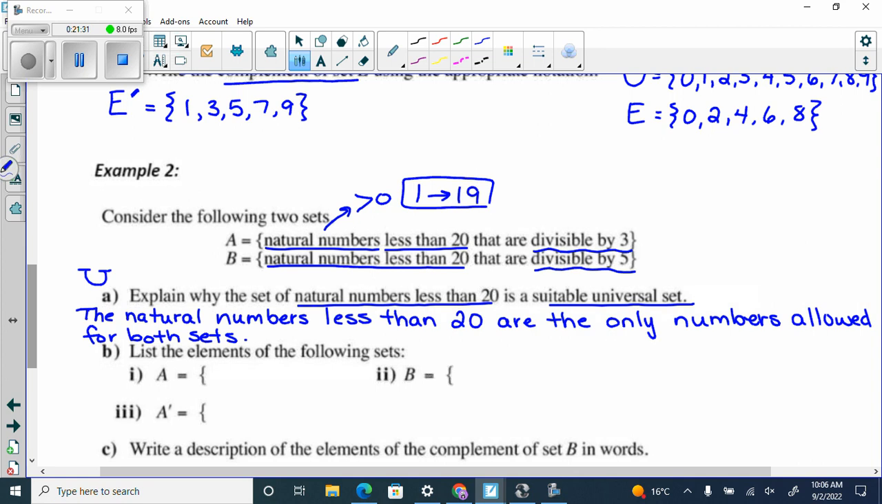The universal set equals 1, 2, 3, 4, 5, 6, 7, 8, 9, 10, 11, 12, 13, 14, 15, 16, 17, 18, 19. Because then I can visualize every single number I'm allowed. So I write that out. The universal set of the numbers 1 to 19.